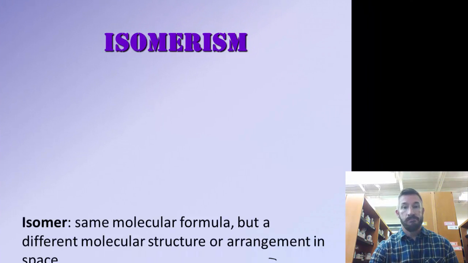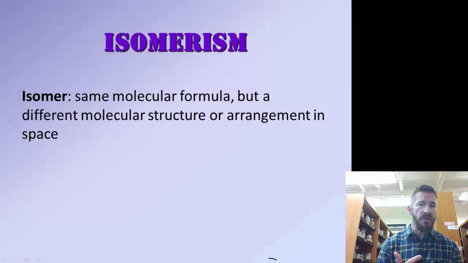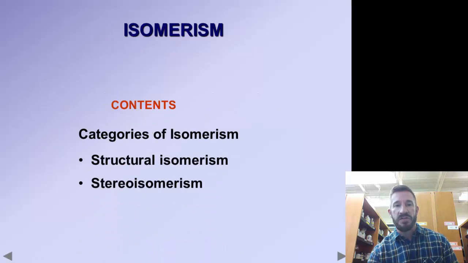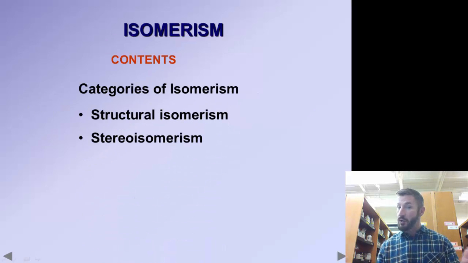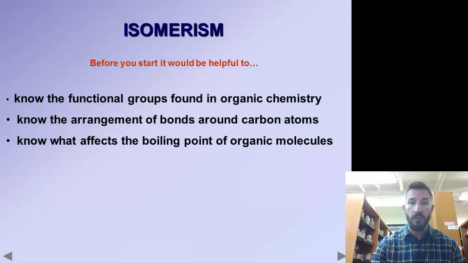Isomerism. What is an isomer? An isomer is when you have the same molecular formula but a different molecular structure or arrangement in space. Now, we're going to talk about two categories of isomerism. One is structural, and the other, which we'll spend a little bit less time on, is stereoisomerism. Structural isomers are when compounds have the same molecular formula but a different structural formula.